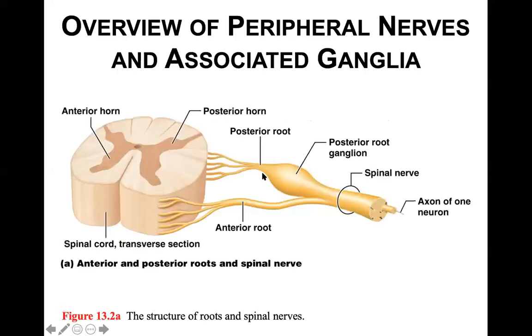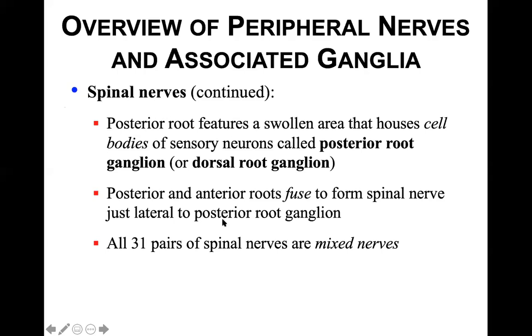And you can see that right here. So on the posterior side of the posterior root, we can see the posterior root ganglion right here. And the posterior and anterior roots will fuse to form the spinal nerve, just lateral to the posterior root ganglion. All 31 pairs of spinal nerves are mixed nerves.